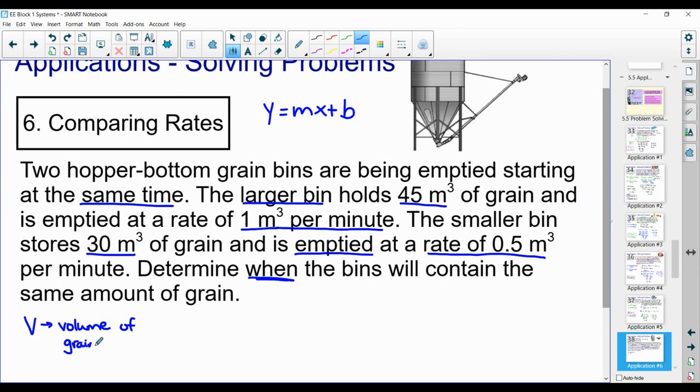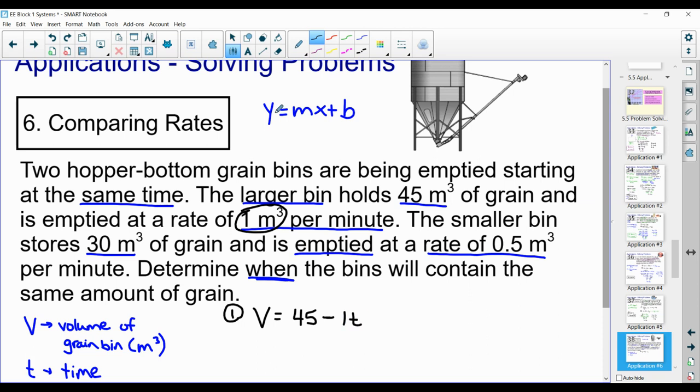And that volume is in meters cubed, and T is going to represent time. So setting up our equations here, our first equation will be the volume of the first bin. And so I'm going to start with the larger bin here. So V is going to be 45. We start with 45 meters cubed, and it's decreasing at a rate of 1 meter cubed per minute. So we would have 1 meter cubed per minute. If we're decreasing, it's going to be 45 minus 1t.